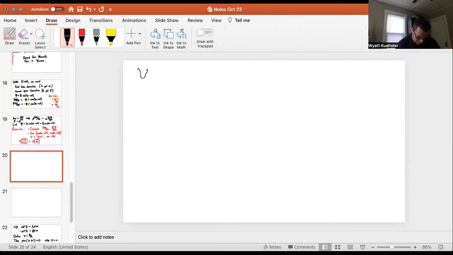So if psi equals a sine, oh my goodness, this writing is terrible. I just have to write very slowly. A sine of kx minus omega t plus b cosine of kx minus omega t.